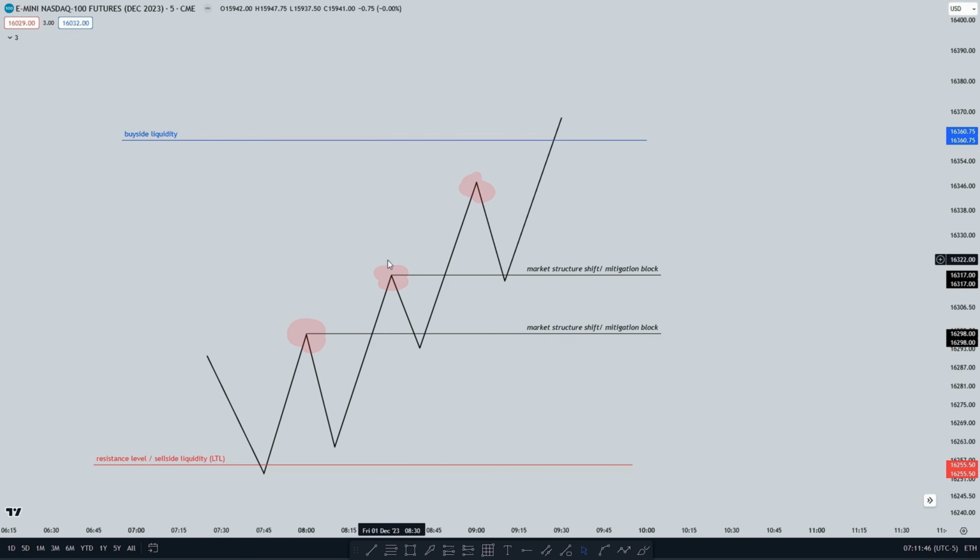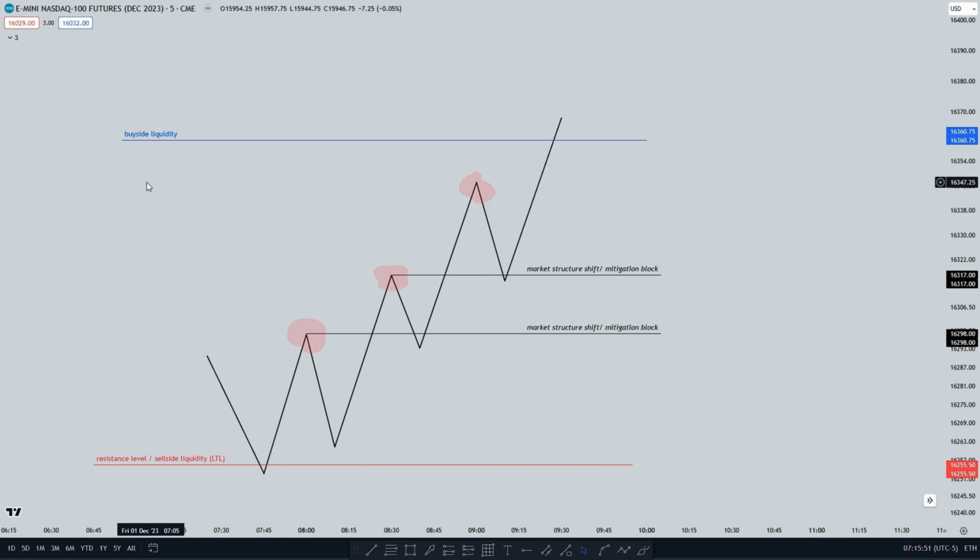Then we want to see price moving lower into this mitigation block and then moving higher, making a new mitigation block because we made a shift in market structure right here. Then we go lower into this mitigation block, and then we go all the way up to this buy side liquidity. So now we couldn't be anticipating a mitigation block right here because we touched the buy side liquidity, so we could expect a reversal in price.